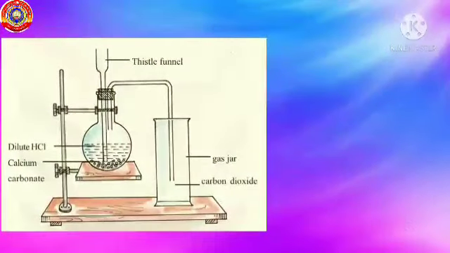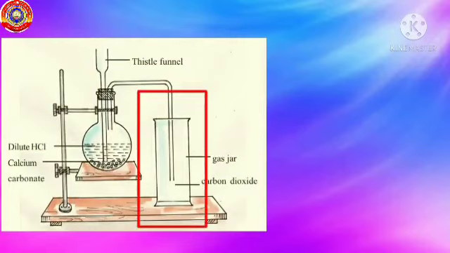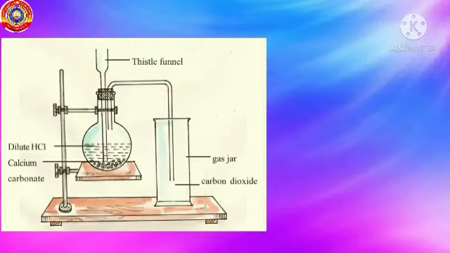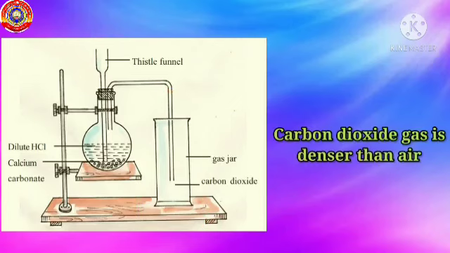Now observe how the carbon dioxide gas is collected in the gas jar. Is it by the upward displacement or by the downward displacement? Absolutely, by the upward displacement of air. So what do you understand about the density of carbon dioxide? Very good. We know that carbon dioxide is denser than air. That is why it is collected in this manner.